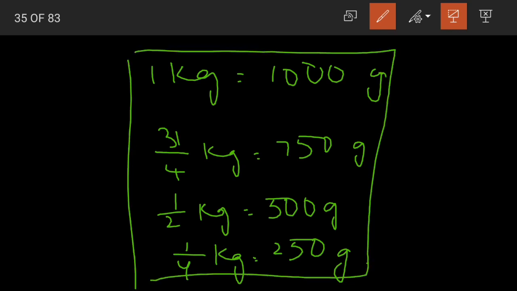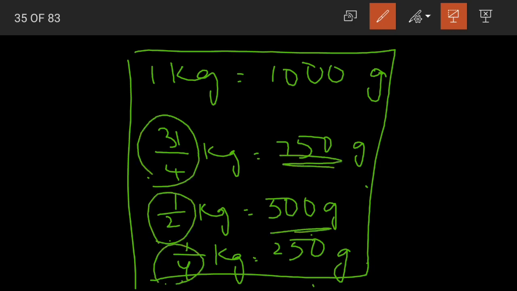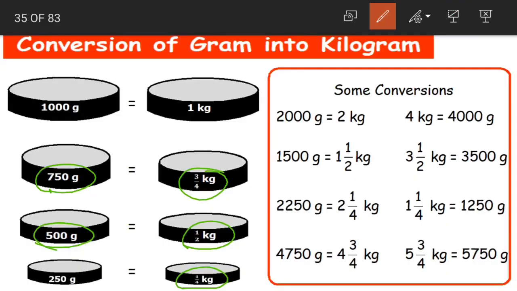Yes, 1 kg is equal to 1000 grams. 3 by 4th is 750. 1 by 2 is 500. And 1 by 4 is 250. In case you do not remember, just now I have shown you the way how we arrive at these numbers. We have to multiply the numbers by 1000 to get our grams. Yes, so in case you don't remember, you can use this method. But for easier calculations, it is better that you remember these values.